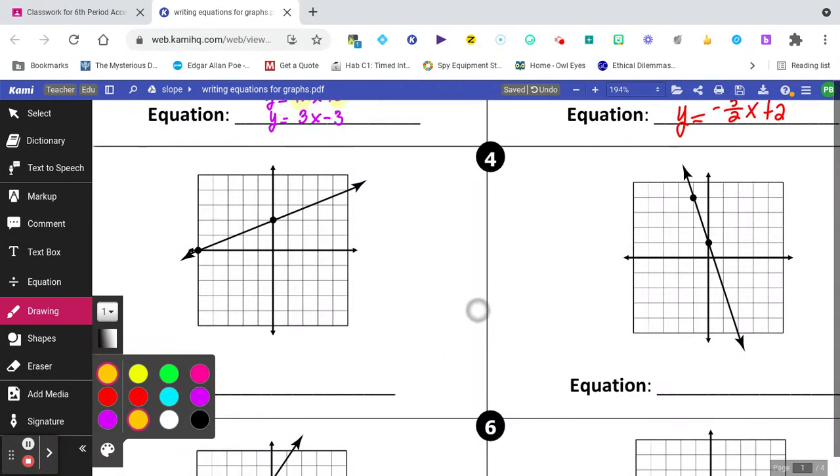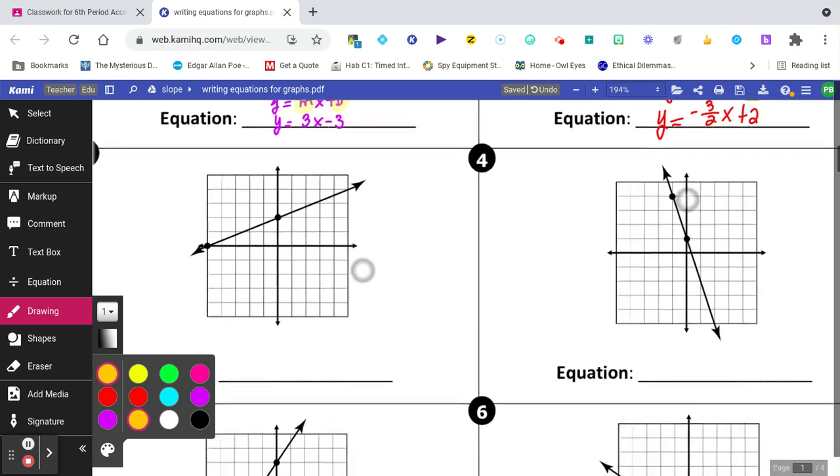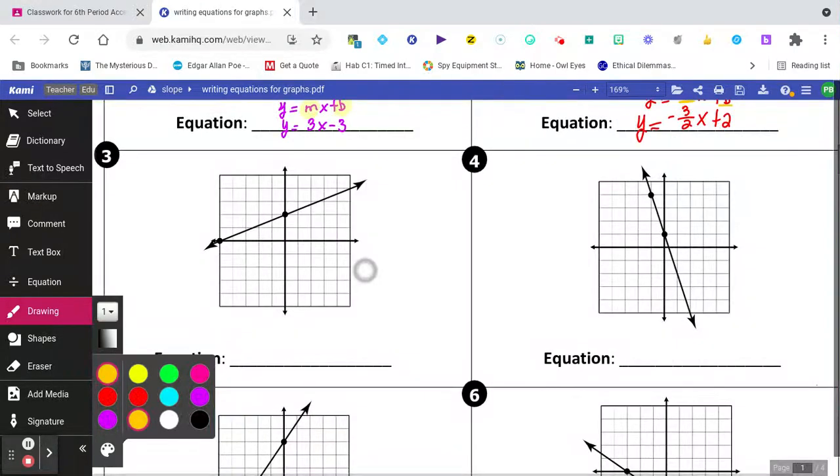All right, what I want you to do is pause the video and open up the notes that are also attached to this assignment and try 3 and 4 on your own. And then you're going to unpause the video and see if you got your 3 and 4 correct, okay? When you get ready to open up the notes that are attached, you may have to open it in Kami, click on it, and create a copy before you can actually type on it, okay?